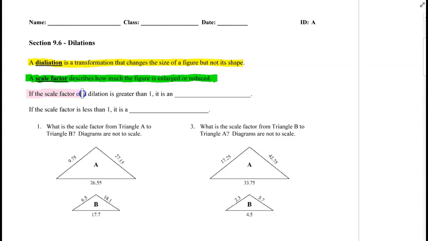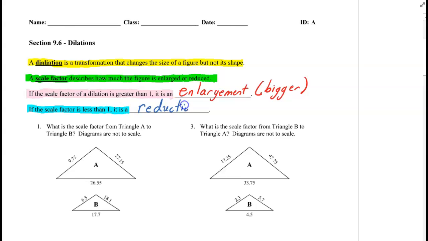If the scale factor of a dilation is greater than 1, then we say that is an enlargement, which means the picture gets bigger. In contrast, if the scale factor is less than 1, we say that is a reduction, which means the picture gets smaller. So let's take a look at the first example.